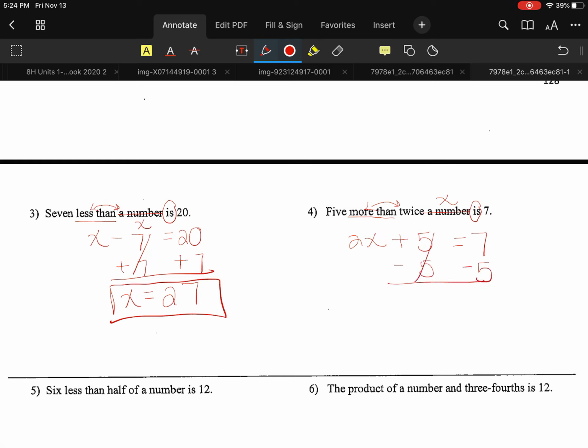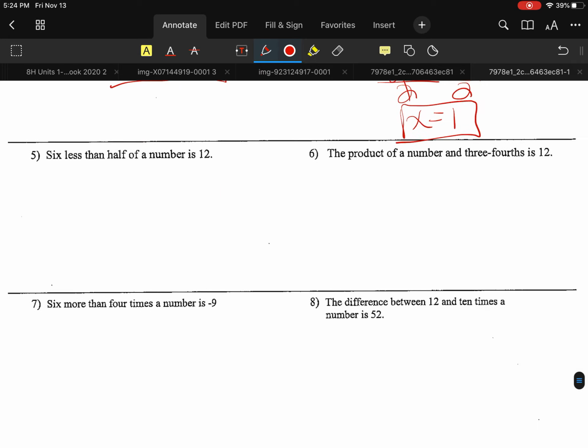I now need to solve that by subtracting 5 from both sides. 2x equals 2. Divide both sides by 2. I get x is equal to 1.